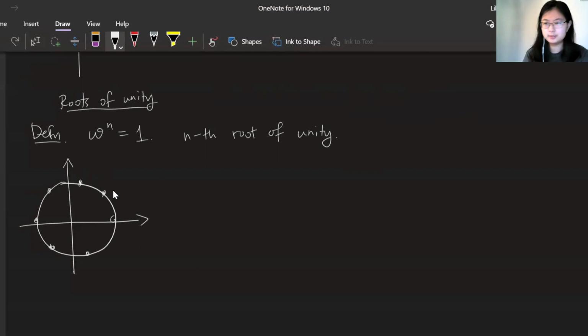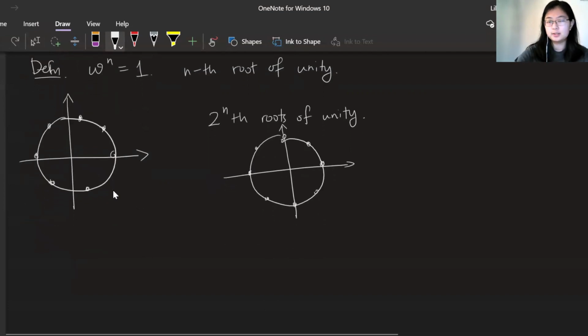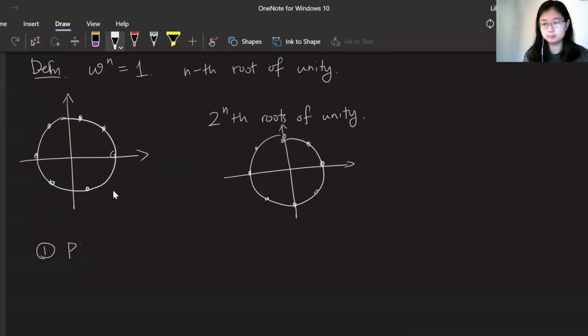All right. In particular, we're interested in the 2 to the nth roots of unity. What this means is I take 2 to the n points on the unit circle. So in the case that n is equal to 3, we get 8 points here. 8 points. All right. And I have some very nice properties that the 2 to the nth roots of unity satisfy. So the first property is that they're plus minus paired.